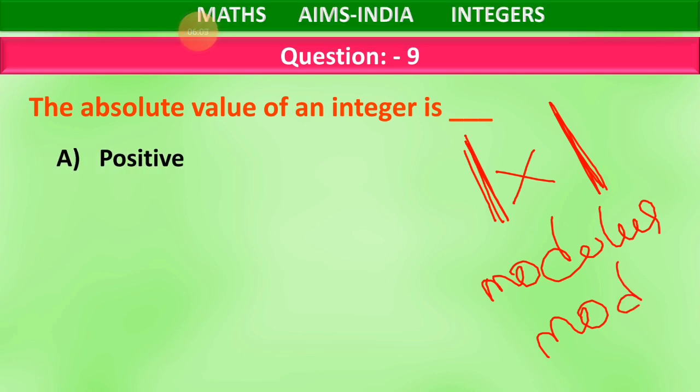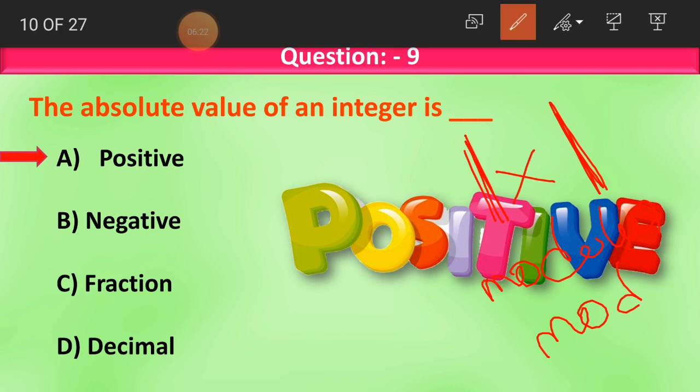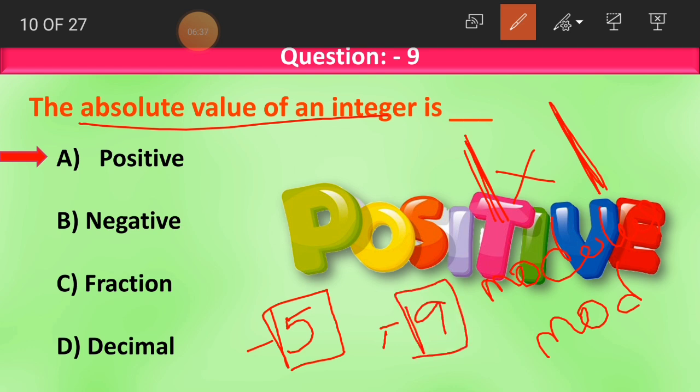The absolute value of an integer is A. positive, B. negative, C. fraction, D. decimal. What is the correct answer? Yes, very good. Option A, positive. What does the absolute value mean? Absolute value means the value of an integer without the sign, regardless of the sign. When I say minus 5, its absolute value becomes 5. When I say minus 9, its absolute value becomes 9, okay? Regardless of the sign, the value of the integer becomes the absolute value.